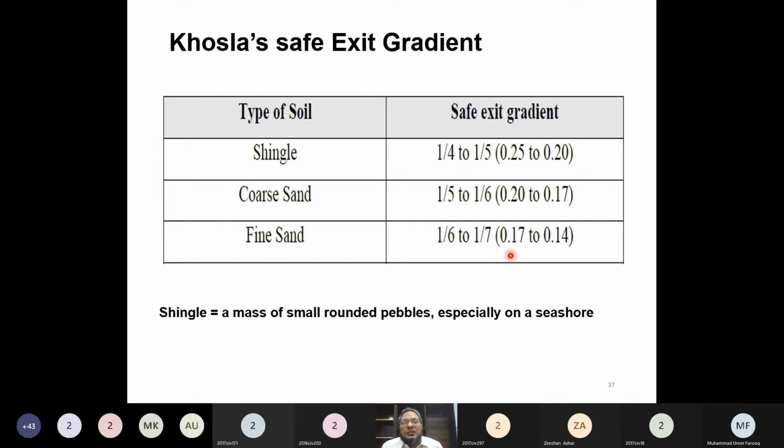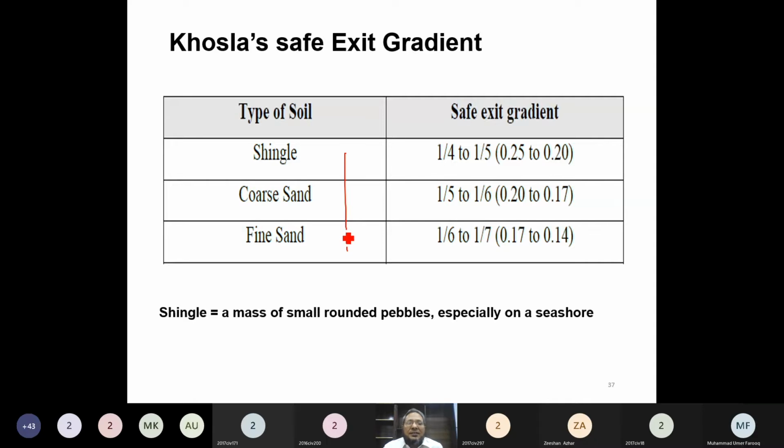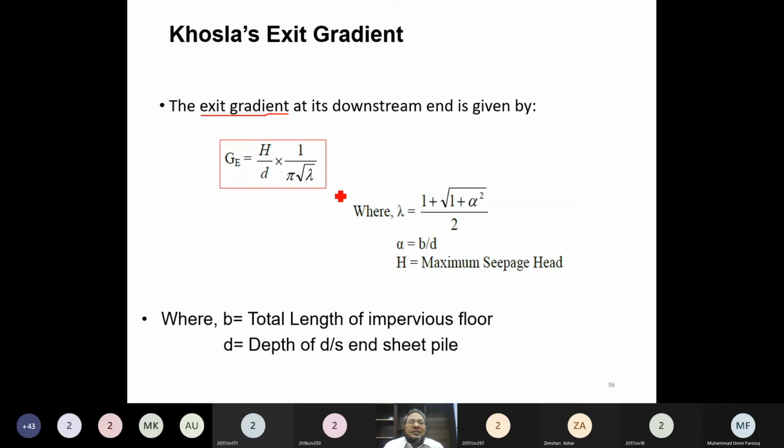By the way, what is happening to the safe exit gradient with the decrease in size of the bed material? What is happening? In this direction, the size of the bed material is reducing, and the safe exit gradient is also reducing. Yes, sir. So these are the safe exit gradients.